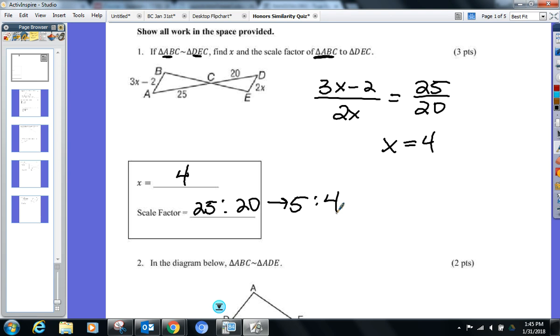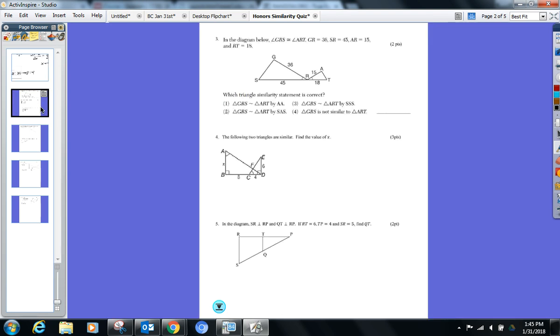I don't have any issue with number 2, which was a Regents question, by the way, an old Regents question. Number 3, why were these triangles not similar to each other?